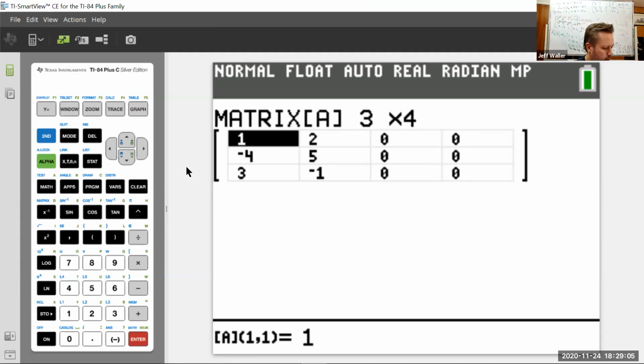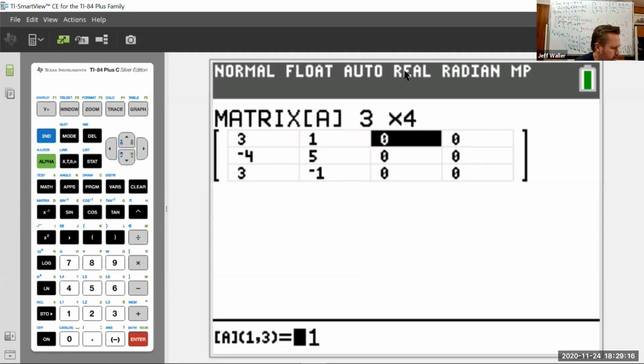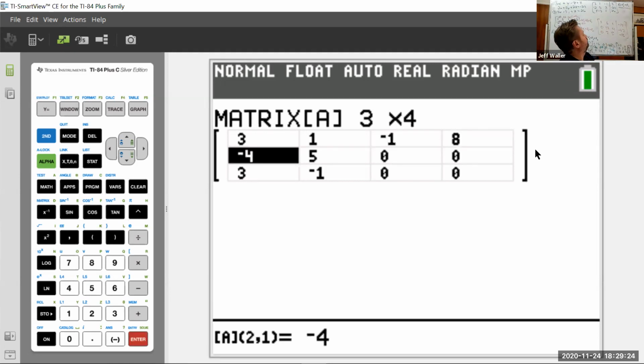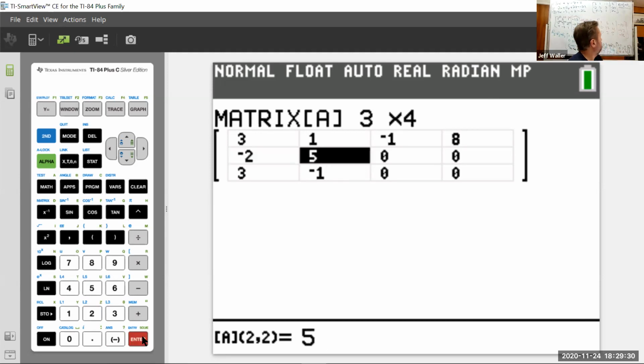Let me see. Can I do it like this? Yes. Thank God. 3, 1, -1. Oh, it's the wrong negative. Bam. Where am I at? 8. It sucks. Might as well just do it all in here. -2. 5, that's nice.